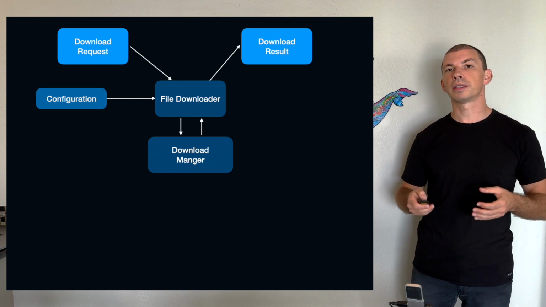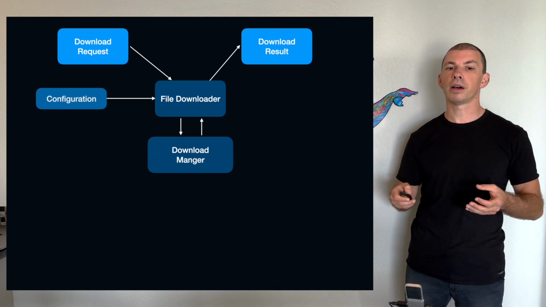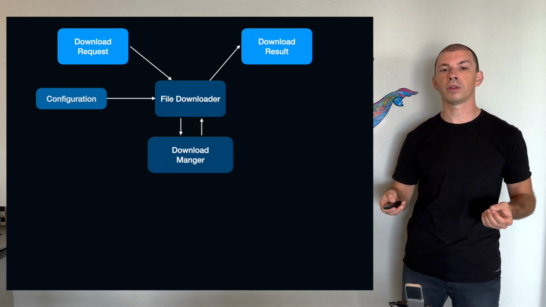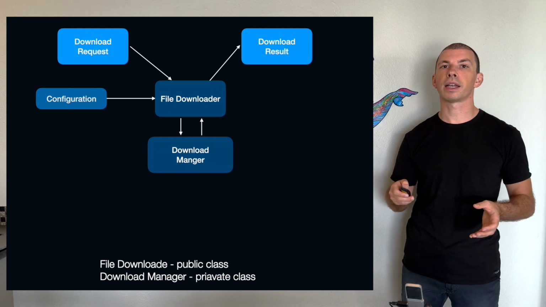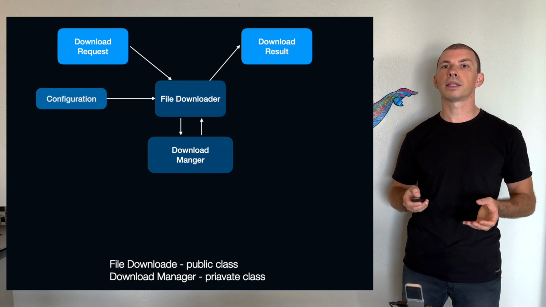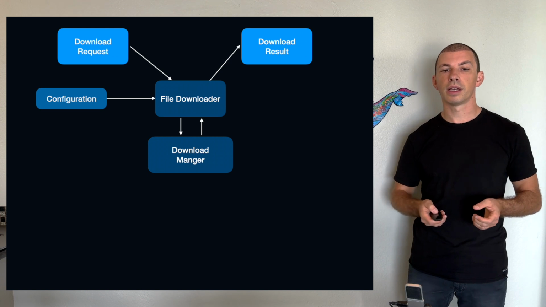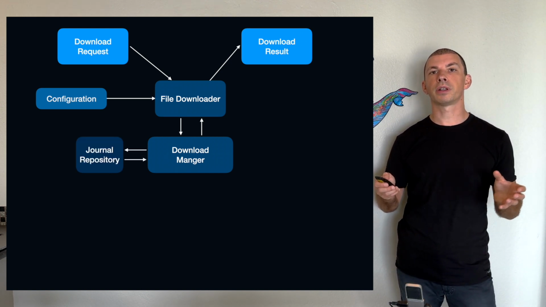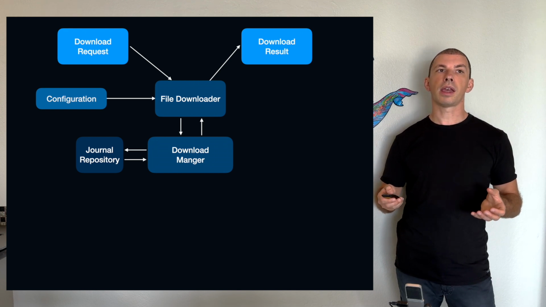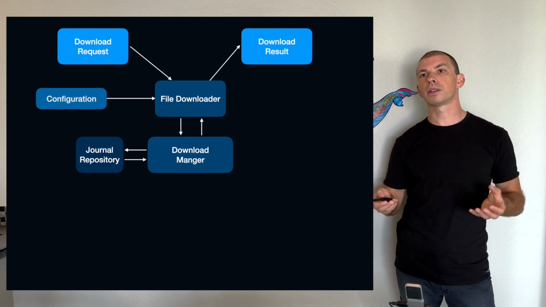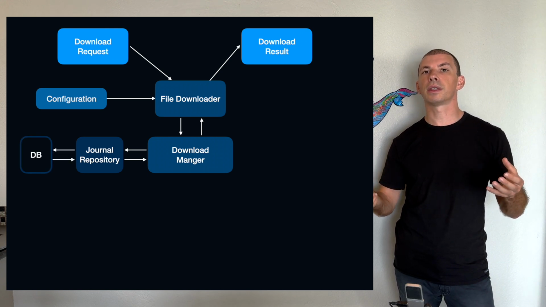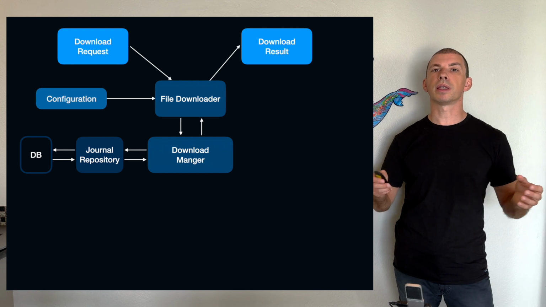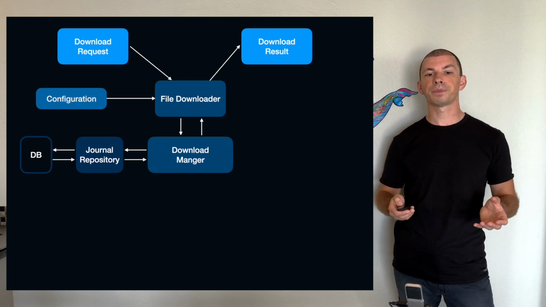Download manager is a thing that will operate with a list of downloads that it will receive from the file downloader. It's more or less like a public class that's not visible for the end user. So download manager will create some journal of the downloads and create some queue of downloads, store this in the database, also keep track of the priority, maybe some progress, and so on and so forth.